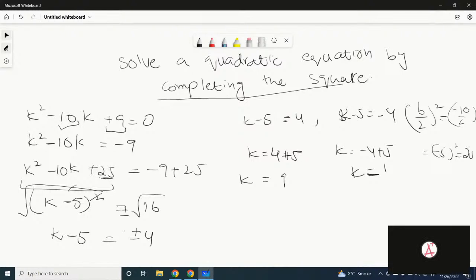Let me just revise. Got it? The equation you are given is k square minus 10k plus 9. Move the 9 to the other side, it will be negative 9. When we have done the lesson completing square in the last session, we always add b by 2 whole square. Got it? This is the b, the one that is with the variable k. So b is negative 10, and b by 2 is negative 10 by 2. Let me just write here again.